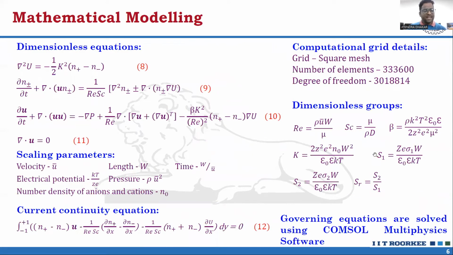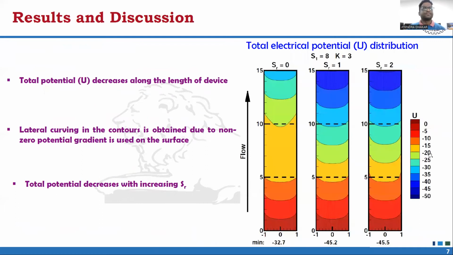So with the help of these scaling parameters, we non-dimensionalize the previous equations, and we get the dimensionless equations 8 to 11, and the dimensionless groups are shown here. Equation 12 is the current continuity equation. At steady state, it is satisfied at inlet and outlet of the microfluidic device, and induced electric field strength is calculated from that equation. These are the computational grid details, and these equations with the relevant boundary conditions are solved using the finite element method based COMSOL Multiphysics software.